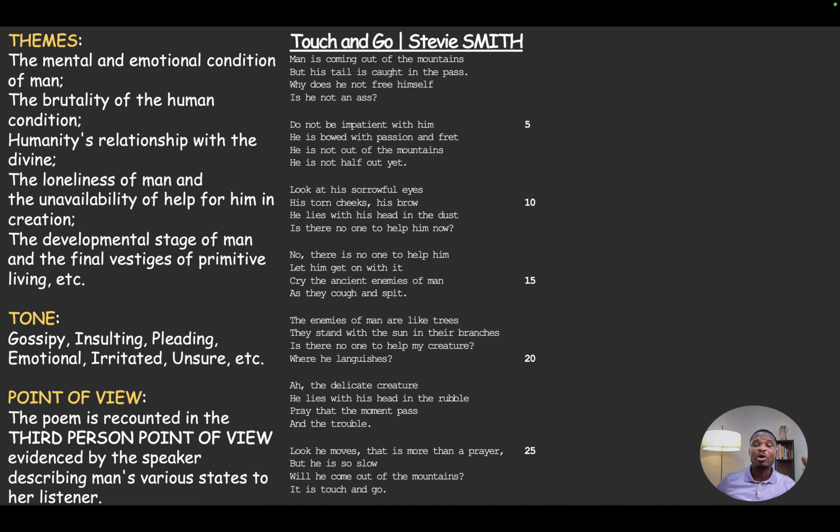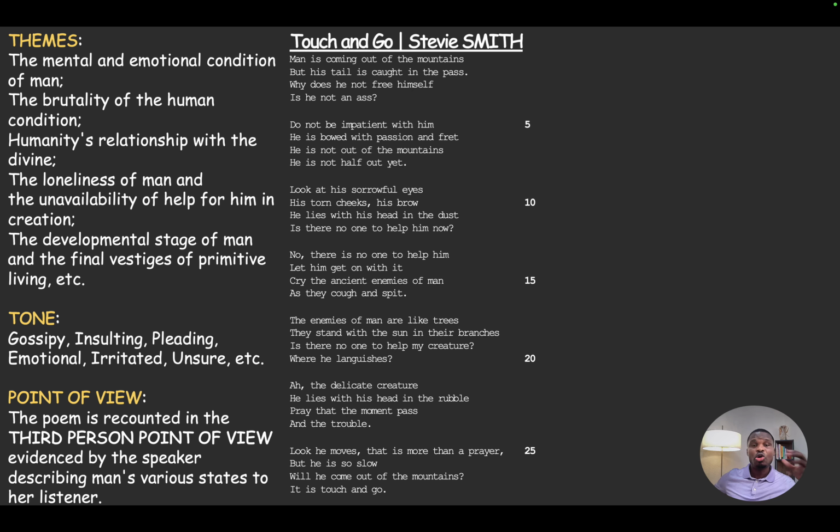Then we also see the theme of the loneliness of man and the unavailability of help for him in creation. That's because in most instances, if something happens to man, it is only another man that can help man. No other creature can save man, essentially. Then we also see the theme of the developmental stage of man and the final vestiges of primitive living, among other themes. What other themes can you see? So it's talking about man being a bit developed, but then there are still the final vestiges or signs that man is quite primitive.